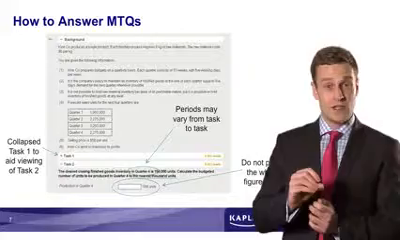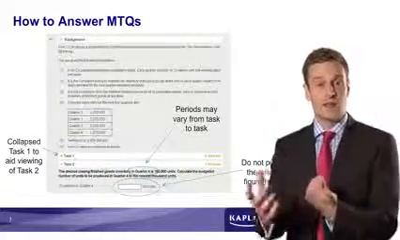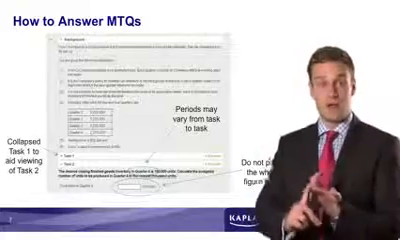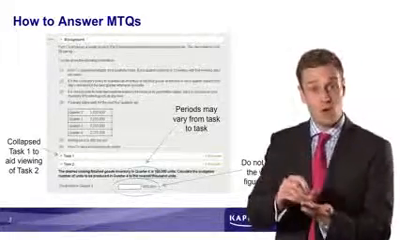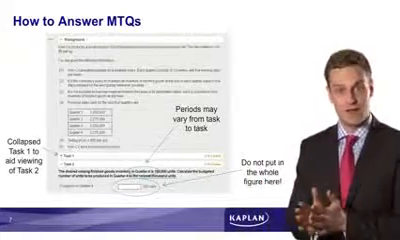Watch out for periods changing from each task. So in task 1, it may say calculate for period 3, but in the next task, it may say calculate for period 4. So just be careful that you're not just assuming we're always in the same period.